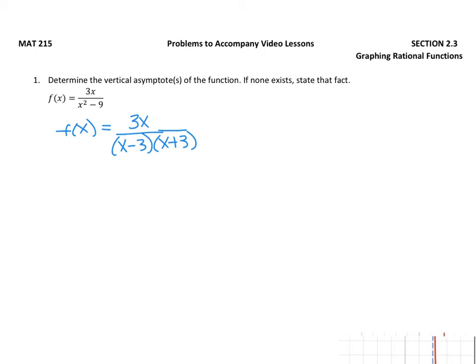It is simplified. Now vertical asymptotes occur at values that make the denominator 0. So we ask ourselves, when is that denominator 0? The denominator is 0 anytime any of the factors in the denominator is 0. So in this case, when x equals 3, or when x equals negative 3, we get a 0 in the denominator. And so there are our two vertical asymptotes, which we saw in the beginning in our graph.